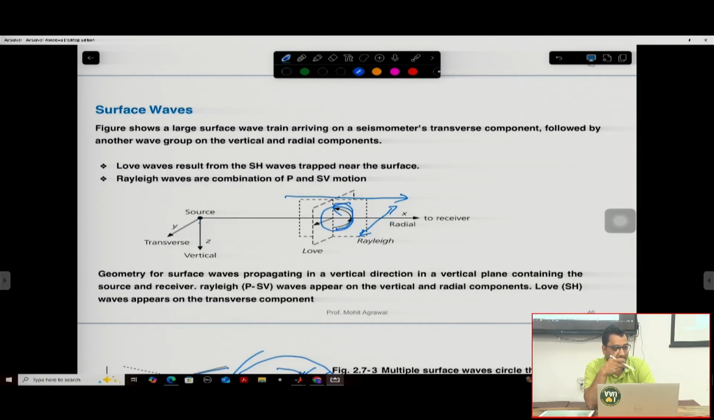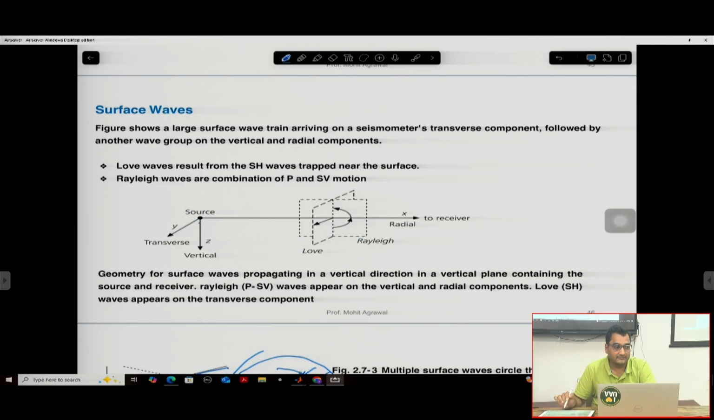Then the particle will be moving in the plane of the screen in a retrograde elliptical motion. Are you getting me? Yes, please go ahead. So the xz can be the plane of vibration, yes, the xz plane. Vibration is in xz and the propagation is in the x direction.